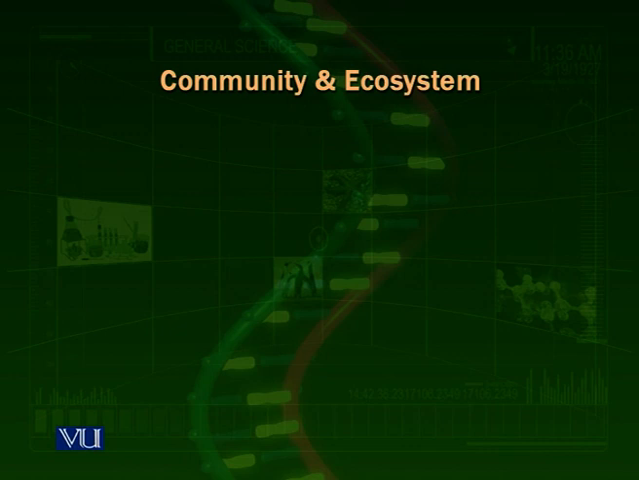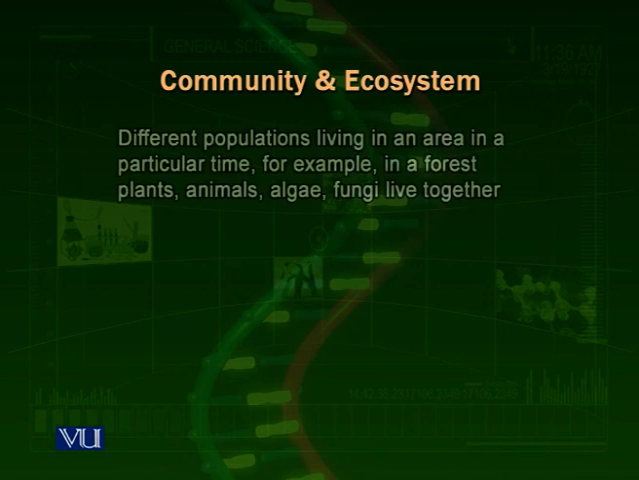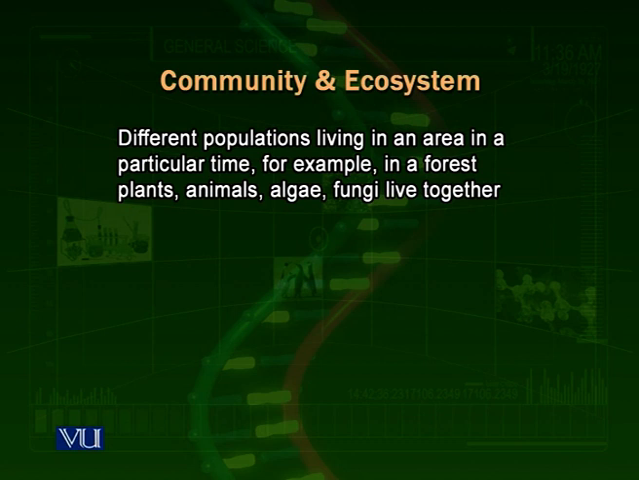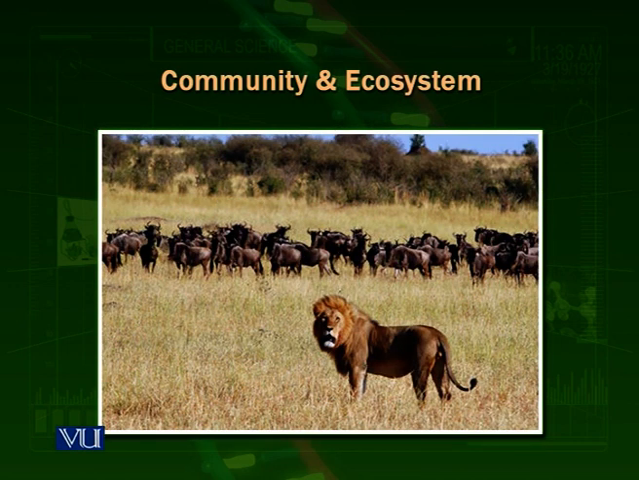Now we look at the next level, which is called community. Various populations living in the same area at the same time are called a community. For example, here in the picture, you can see there are various plants, there are huge trees, there are many buffaloes, there are lions. Every part of this particular area has its own population: the lions make one population, the buffaloes make another, the small plants and grasses make another, and the trees make another population.